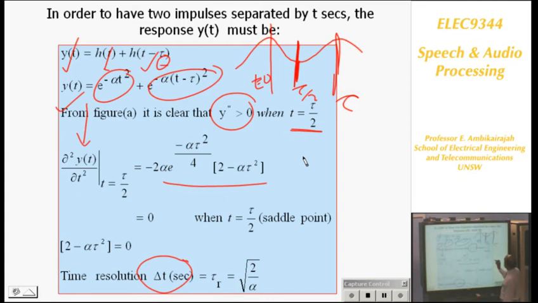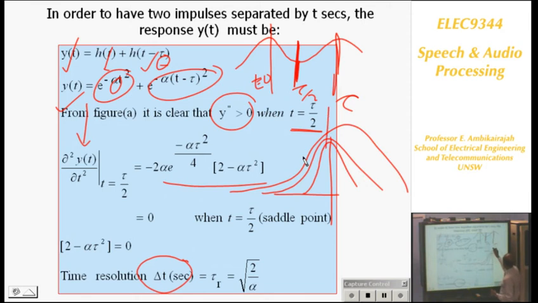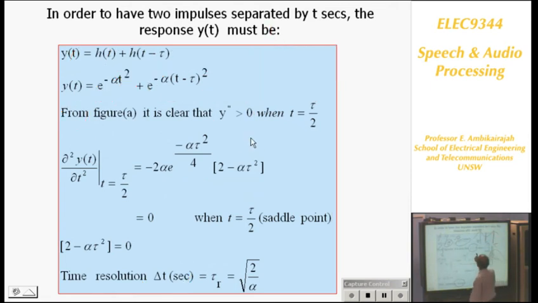Alpha is your constant which controls the actual shape of the Gaussian. So you could have a Gaussian like that, you could have a Gaussian like that, or you could have a Gaussian like that. Sorry, it's the same center. So that means alpha will control how wide it is. So this is your actual time resolution for a Gaussian filter, Gaussian window.